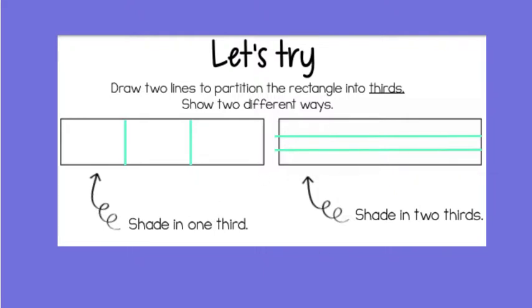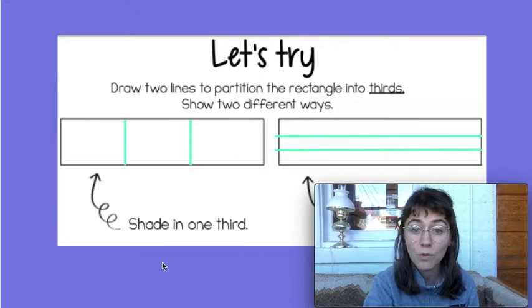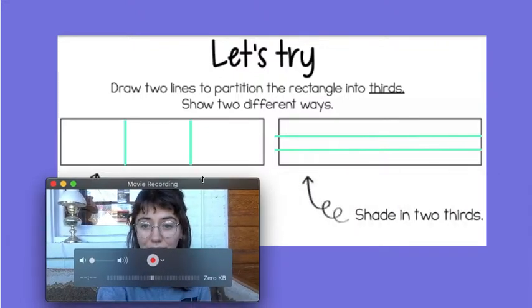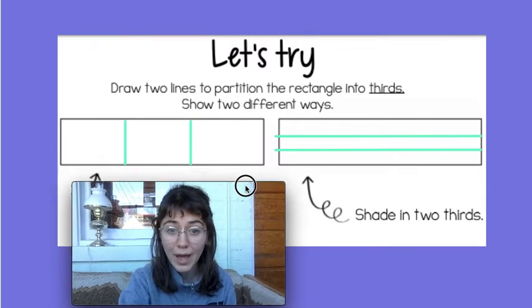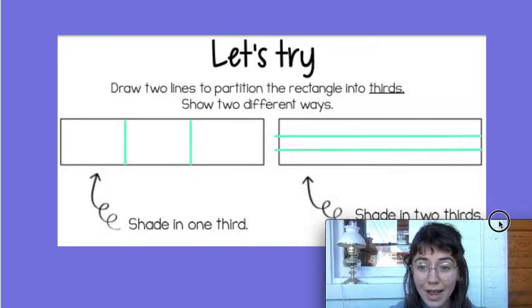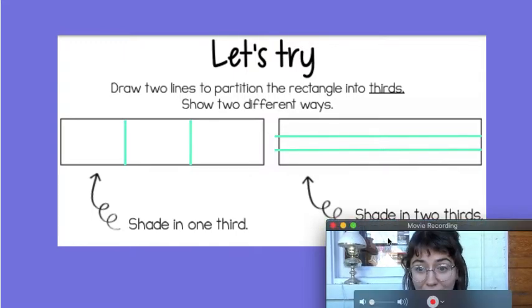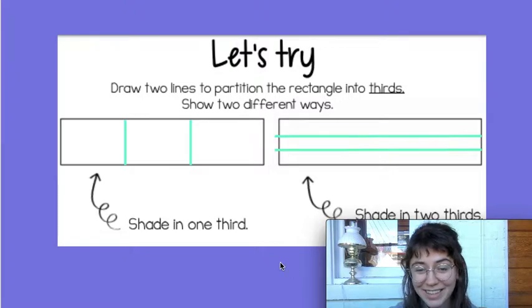Next, I see that the directions below say shade in 1/3 and then shade in 2/3 over here. So I want you to go ahead and try that on your own. Try shading in 1/3 over here and 2/3 over here. When you're ready, press play.